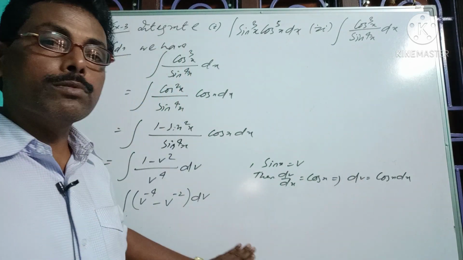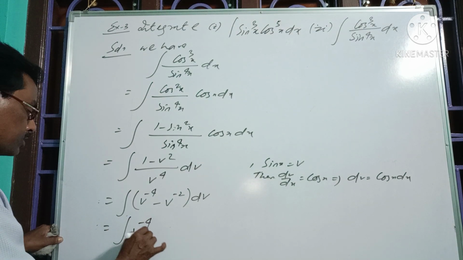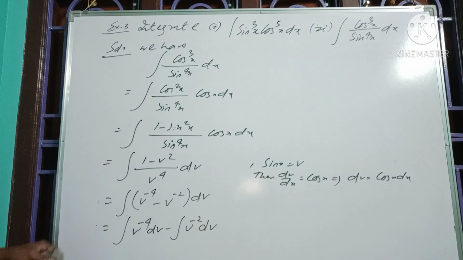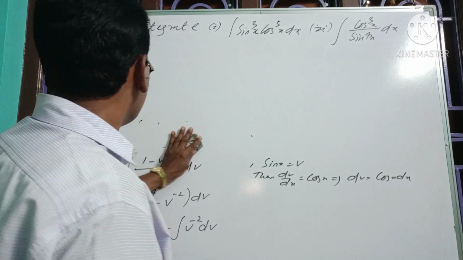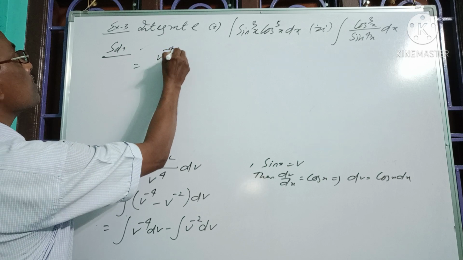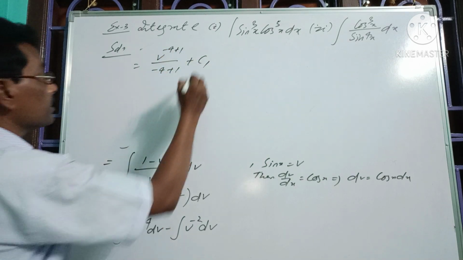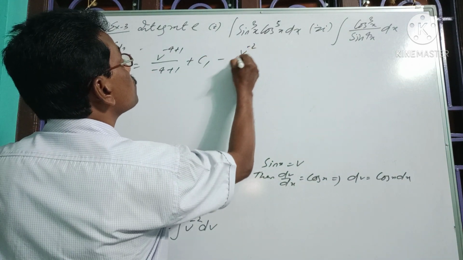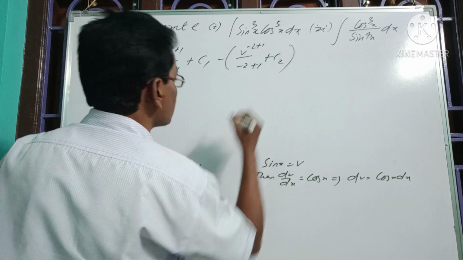Now see, the original integrand is transformed into a polynomial function of v, which is very easily integrable. So now applying the algebra of integrals, it will give us the integration of v to the power minus 4 with respect to v minus the integration of v to the power minus 2 with respect to v. So integrating, we have v to the power minus 4 plus 1 by minus 4 plus 1 plus c1 as the constant of integration, minus v to the power minus 2 plus 1 by minus 2 plus 1 plus c2 as the constant of integration.